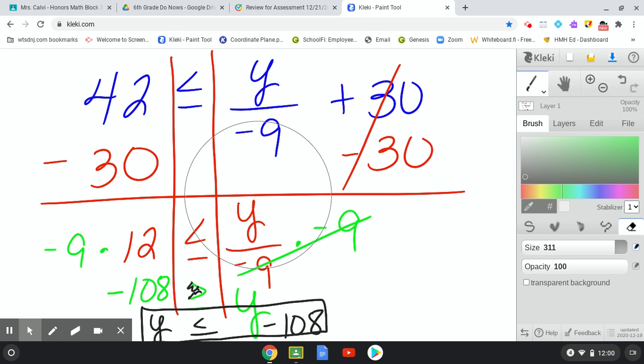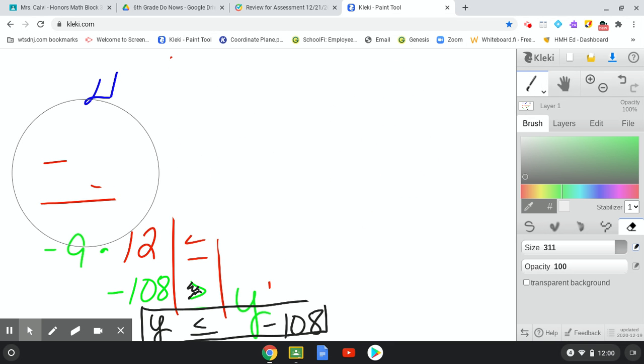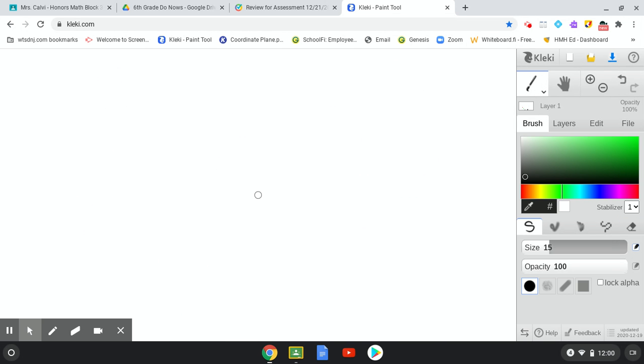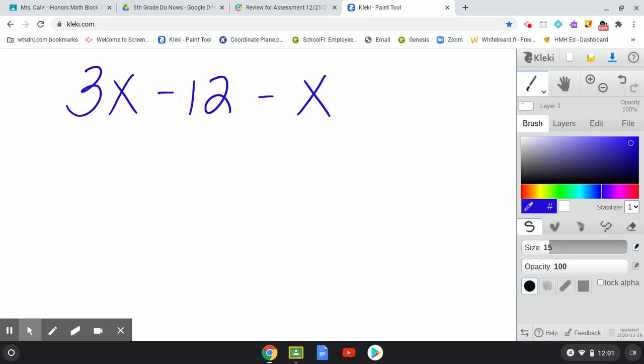Okay, so exactly what we've been doing, just have multiple steps involved. The one thing you just have to remember is when you are multiplying and dividing, if you are moving a negative number, you need to flip your inequality symbol. All right, so if we had 3x minus 12 minus x is greater than negative 18.